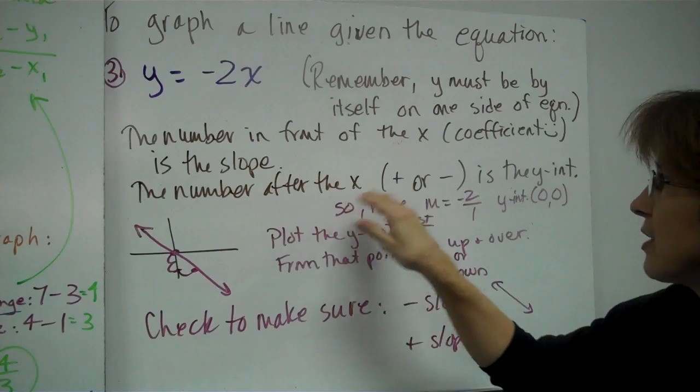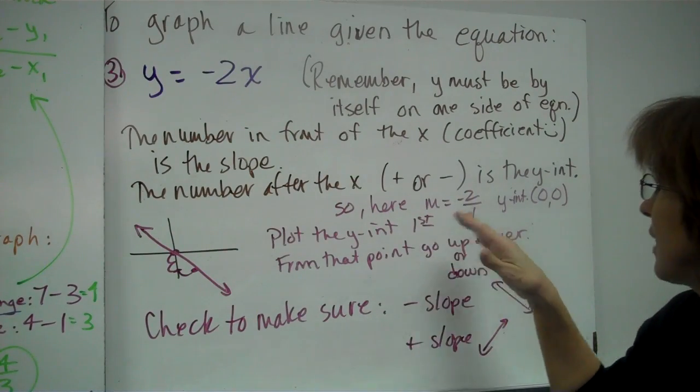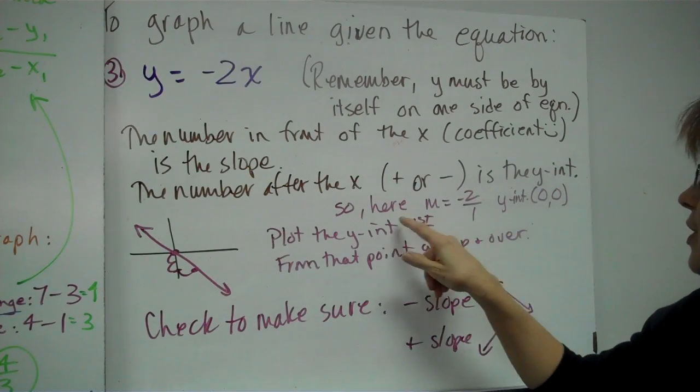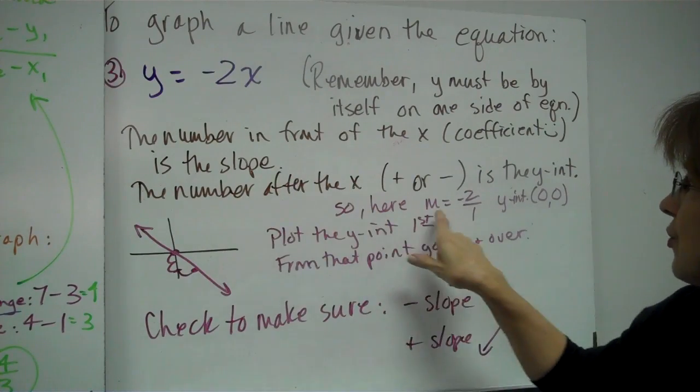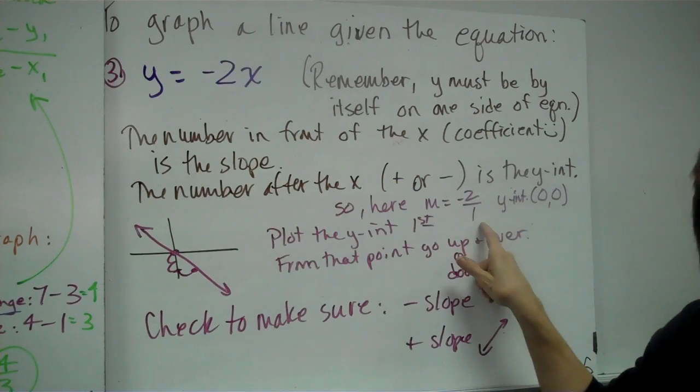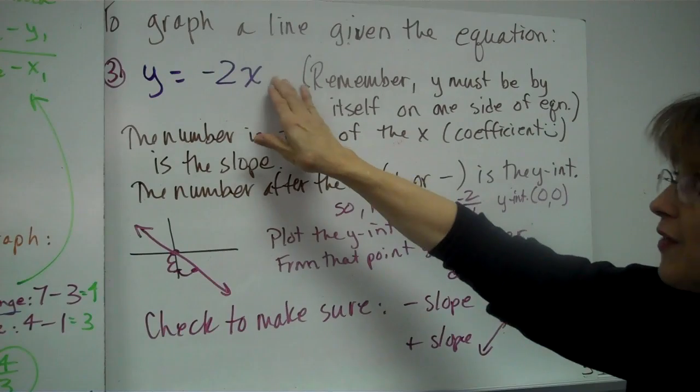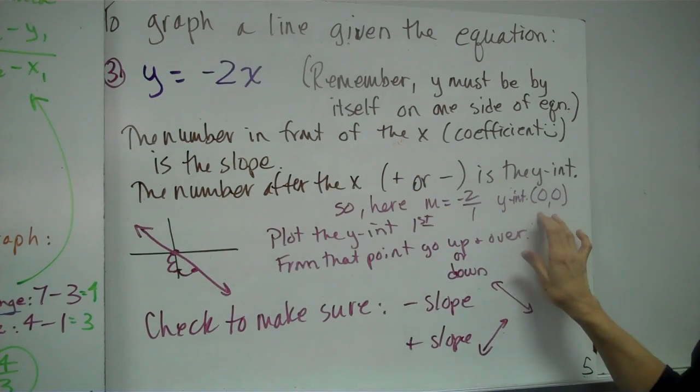The number after the x, whether it's plus or minus, plus 5, minus 2, whatever, is the y-intercept. So here, for this particular one, your slope is negative 2 or negative 2 over 1. And your y-intercept, since there's nothing added to it, is 0, 0.